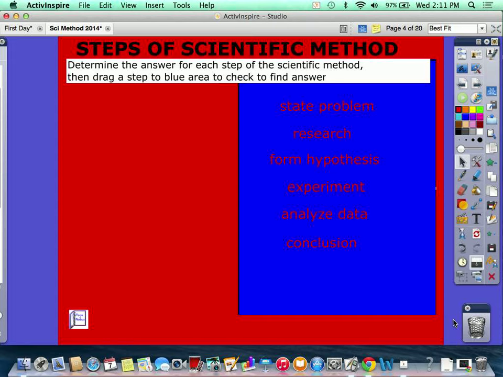Y'all agree? Science has its own language. If you don't know the language when you read scientific material, when you read somebody else's research, it won't make any sense to you.